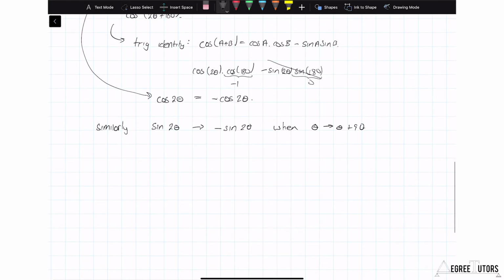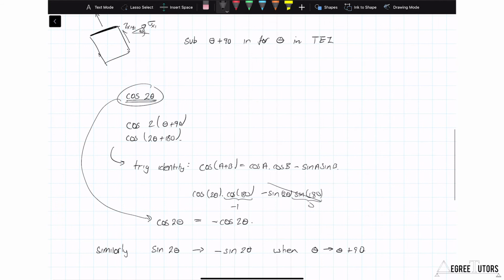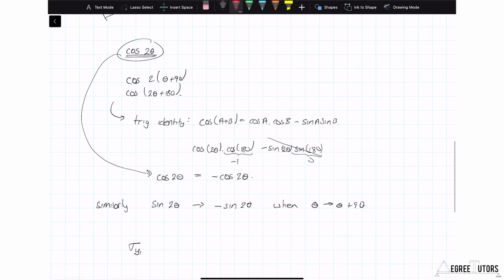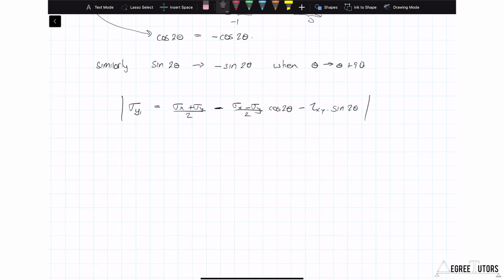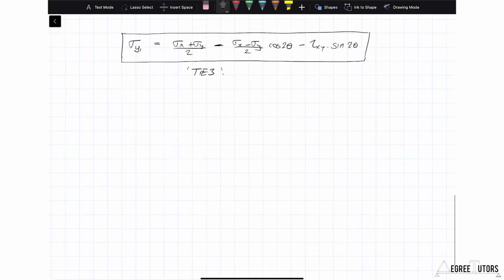All right, so third transformation equation, sigma y1, the normal stress on the plane that is perpendicular to the x1 plane. Okay, so again, that's going to be this plane here. The normal stress on that plane is equal to the following. That is transformation equation 3. So let me just call this transformation equation TE3. Right, 3 transformation equations. Let's just take a pause here.